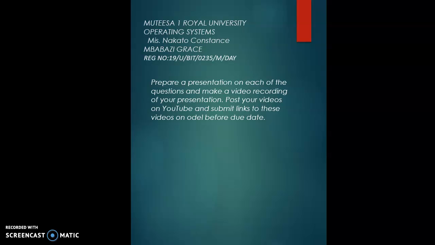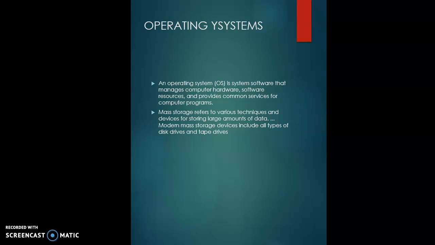This coursework is for the operating systems course unit. We're going to first look at what is an operating system. An operating system is system software that manages computer hardware and software resources, and provides common services for computer programs. We're also going to see what is mass storage management, and this refers to various technical devices storing large amounts of data. Modern mass storage devices include all the types of disk drives.